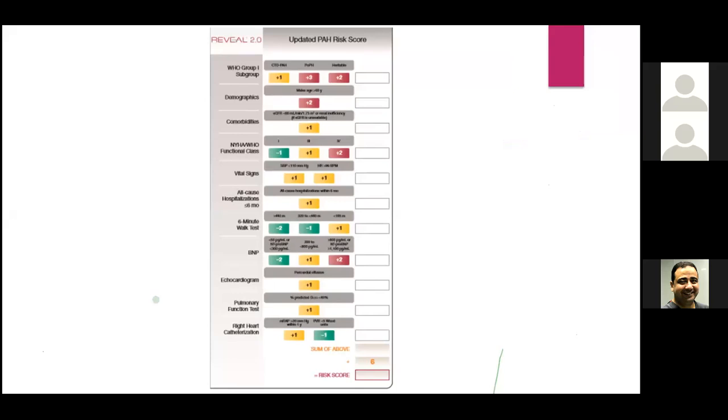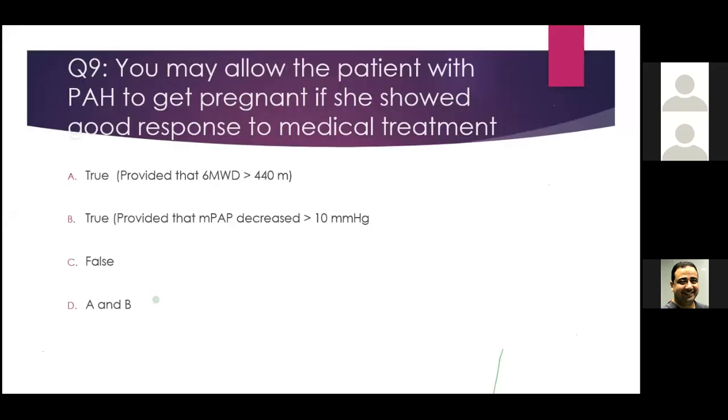We have these parameters. Some of them are clinical parameters and some of them are investigations and right heart cath. And if we have a value of more than 9, this indicates that this patient has high risk pulmonary arterial hypertension. So, going to the management of this patient. This is the last part in the presentation.